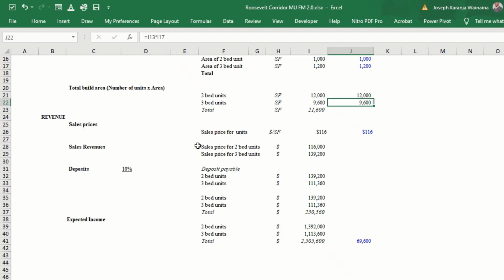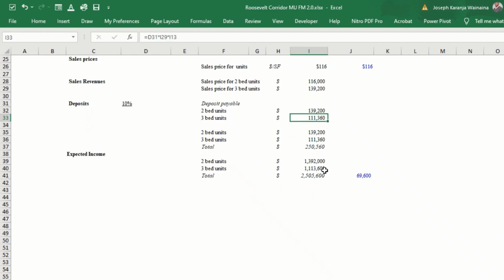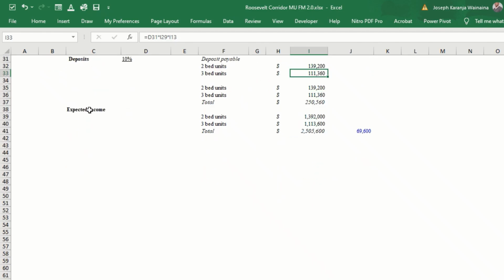So these are the revenues for the sales prices. We're going to sell at $116 per square foot. So this is what to expect to get for the 2 beds and for the 3 beds. The deposit will be 10%. This is what will be payable for the 2 and the 3 beds respectively. So you also have the expected income. This is the total income after total sales at the end of the project. So this is what we should expect after 2 or 3 years, depending on the sales period.